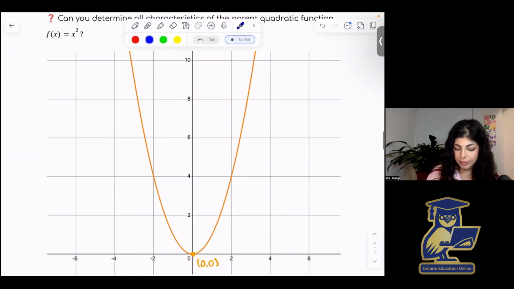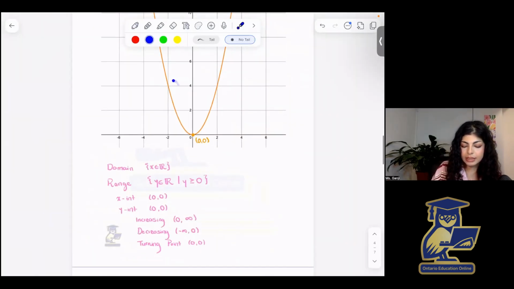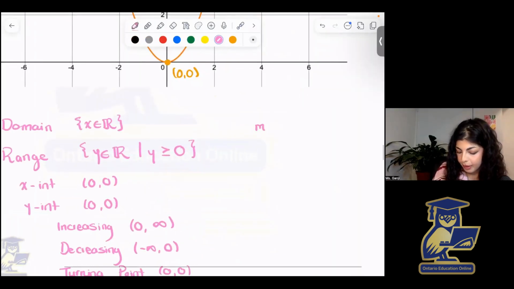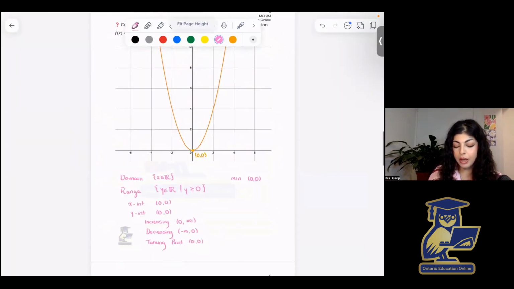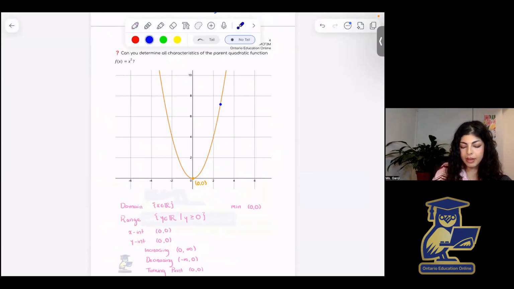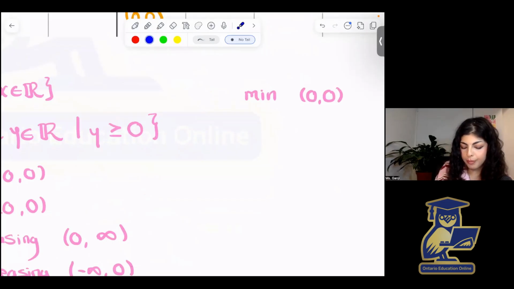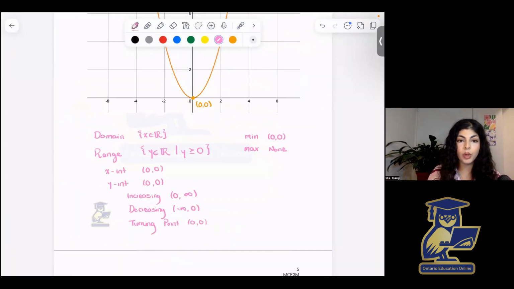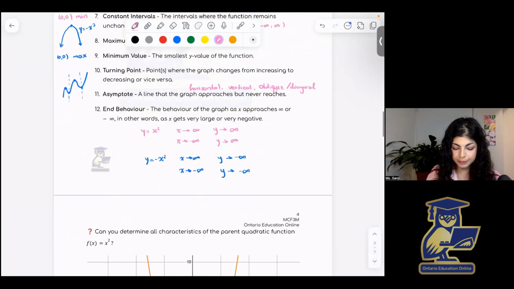Now we have max and minimum values. So clearly we can see that this is a minimum value for us here. So the minimum is at 0, 0, and we actually don't have a maximum here because any point that I pick, there will be another point that's greater, or has an output that's greater, as I move along the graph. So I can write no max, none, which would be different for the y equals negative x squared function.